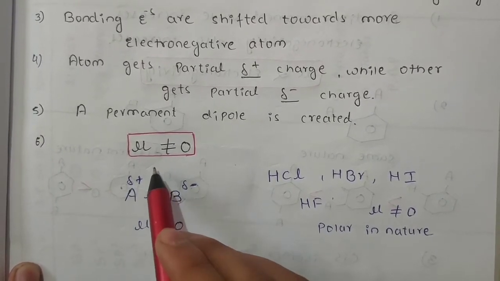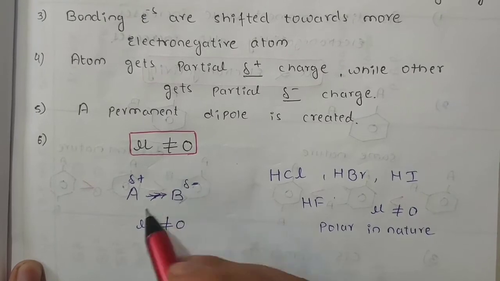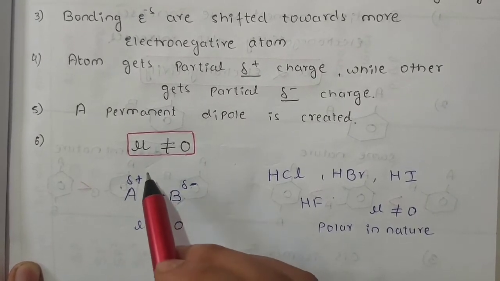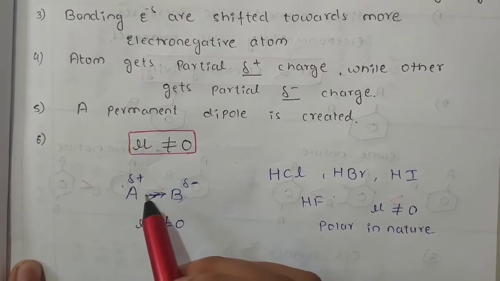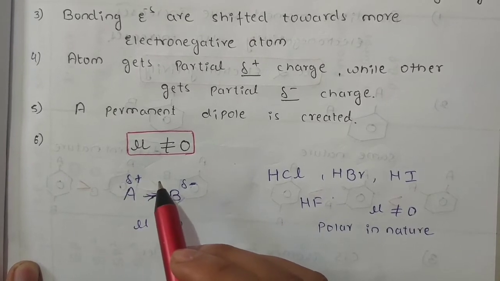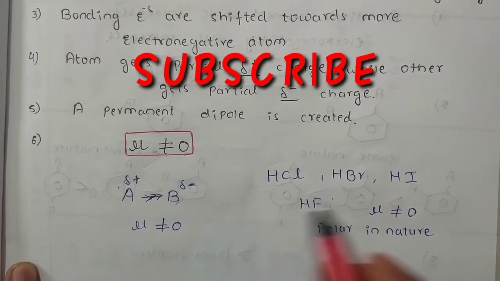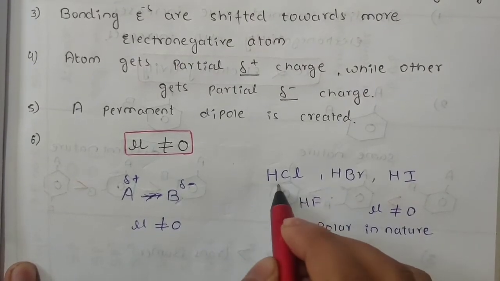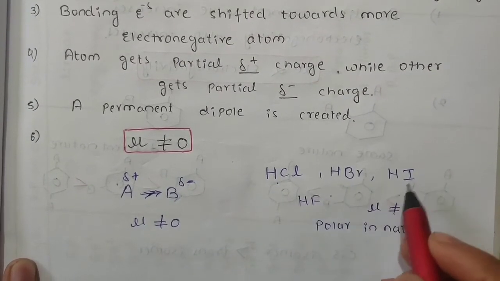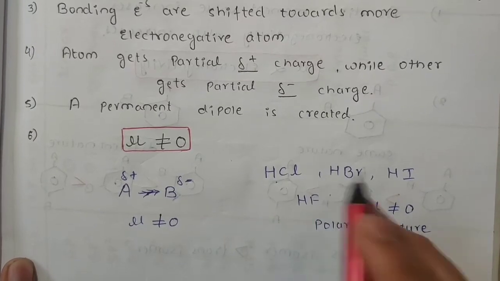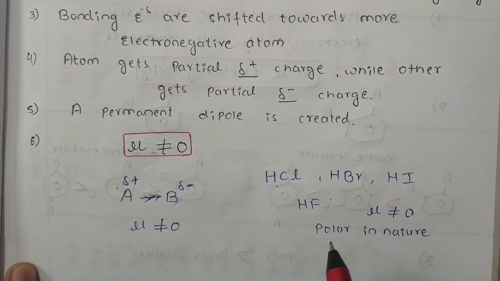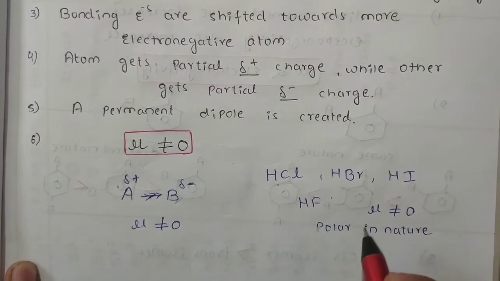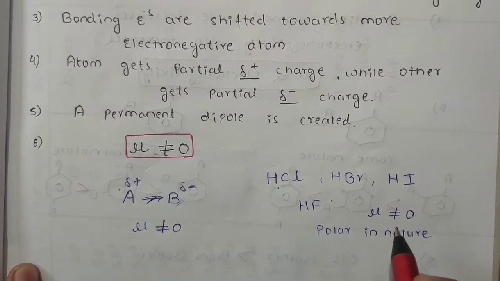So its value is mu not equal to 0. Whatever the value may be, the polar dipole moment will not be equal to 0. For example, dissimilar atoms as in hydrogen chloride, hydrogen bromide, hydrogen iodide, hydrogen fluoride. These examples are polar in nature, so their dipole moment value will not be equal to 0.